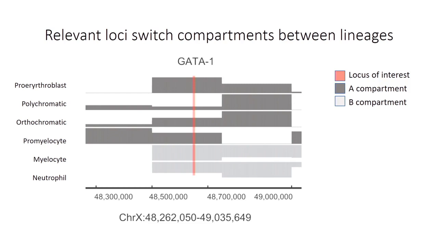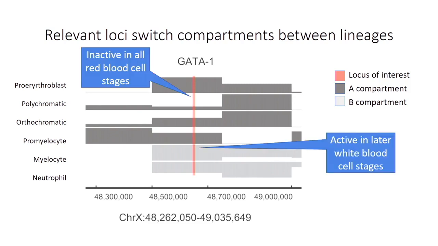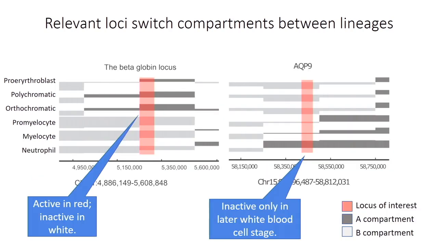One of the things we're particularly interested in is looking at particular loci and seeing if what's happening at those more focused loci agrees with what we knew a priori. So for example, if you look at GATA1, this is obviously a key gene for the red blood cell lineage, and what you can see is that it's inactive in the white blood cell lineage. It's active in the red blood cell stages and then becoming inactive later on in the white blood cell lineage. We also looked at several other loci, for example, the beta globin locus, which is active in red and inactive in white, and AQP9.